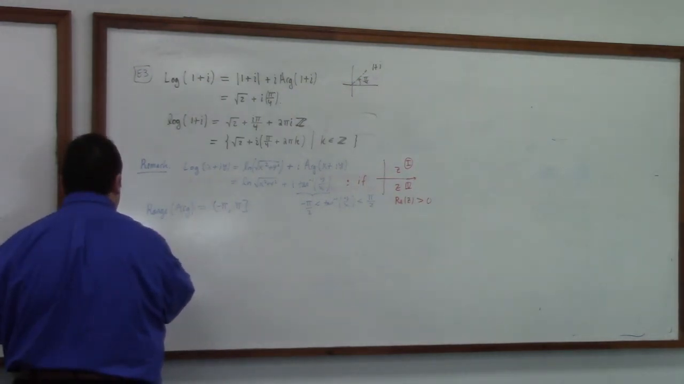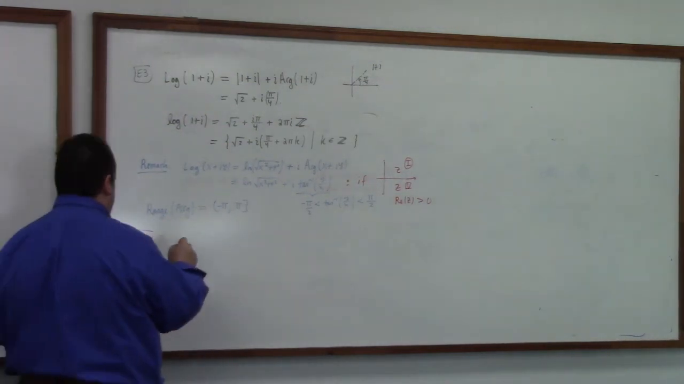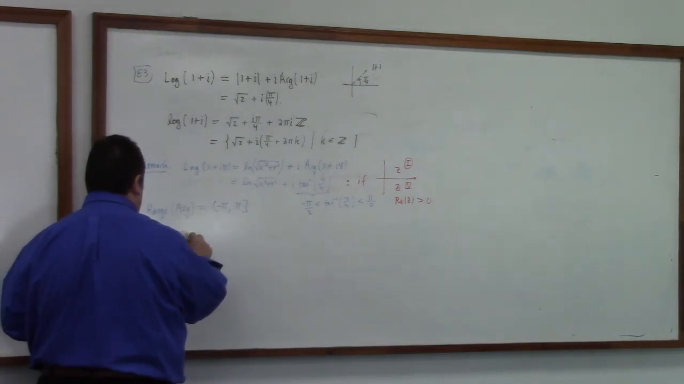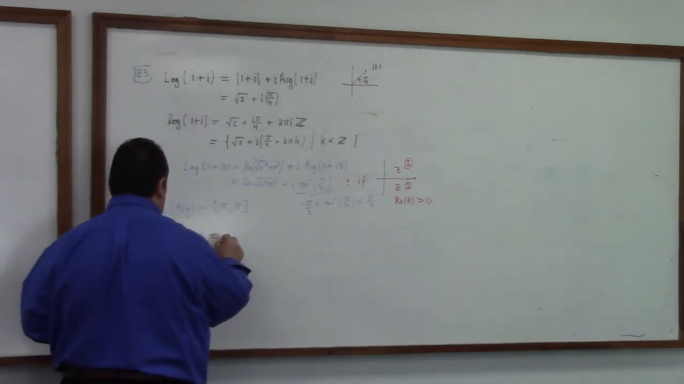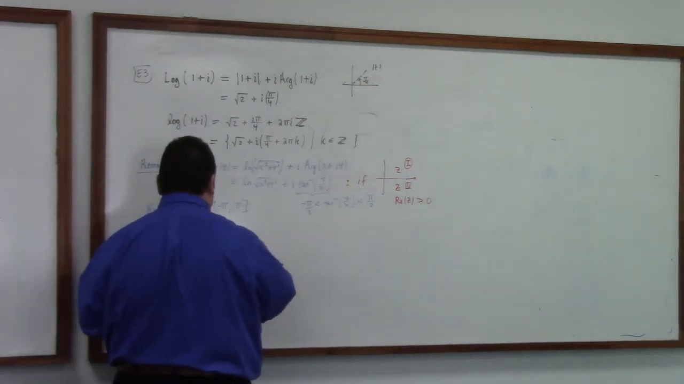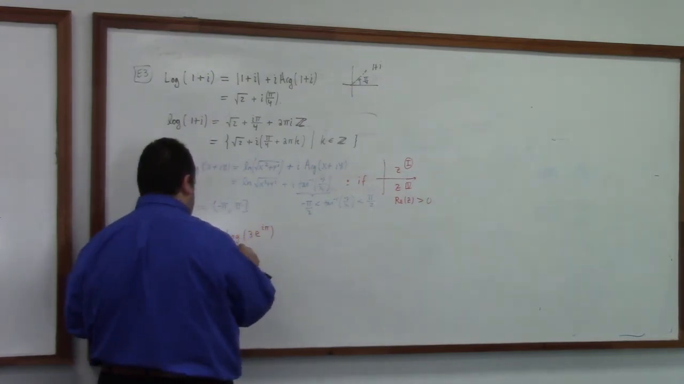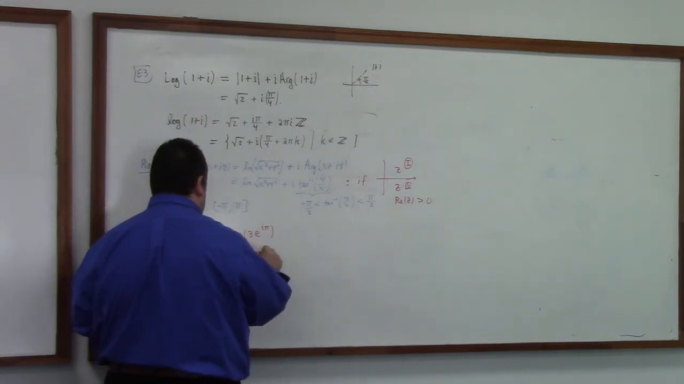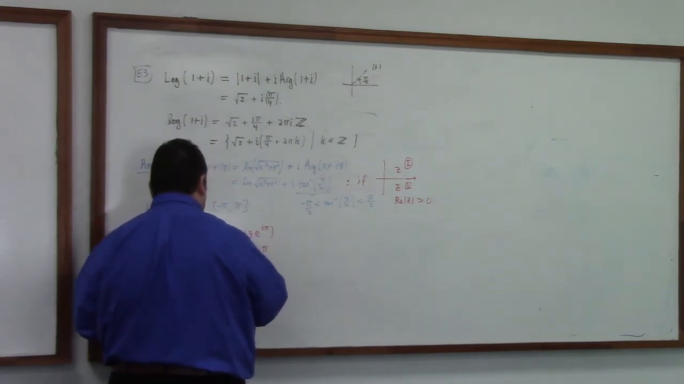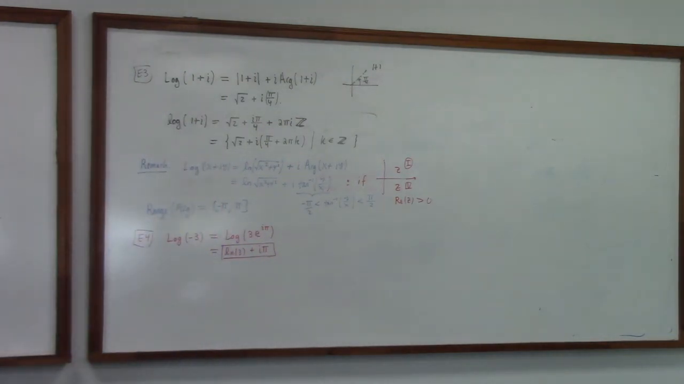Example 4. This would be a really short example. What's the log of minus 3? This is the log of 3 e to the i pi, so this is the natural log of 3 plus i pi. So we can take the logarithm of a negative number in complex analysis, it's just that the answer is complex, with an imaginary part.